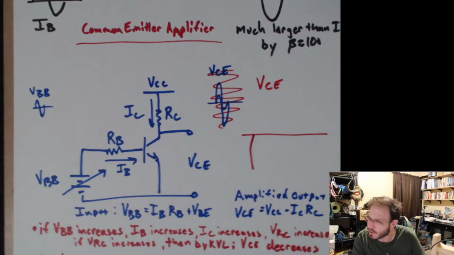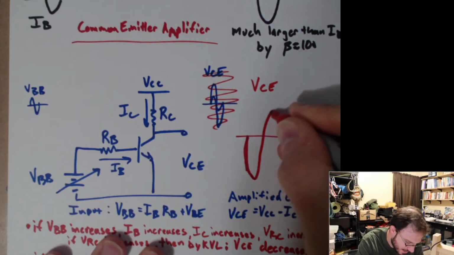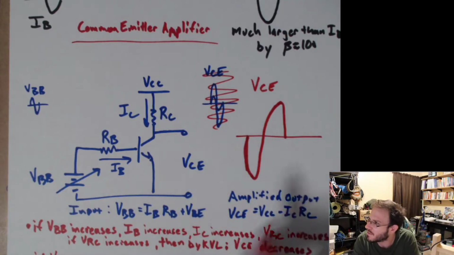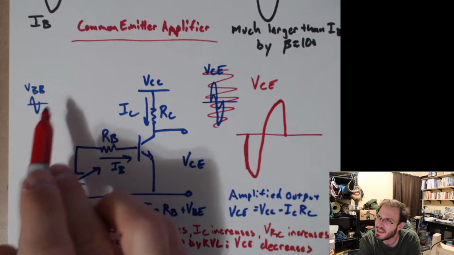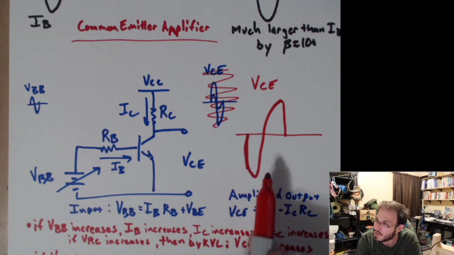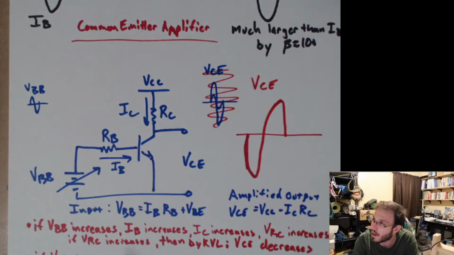Oh, I'm looking at the wrong screen here as I draw this. There we go. Okay, my sine wave's got some distortion. That's okay for illustration purposes. So as VBB goes up, VCE goes down. So it's going to be amplified, but it is going to be inverted from our input.